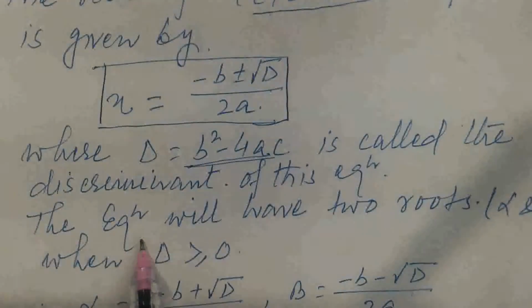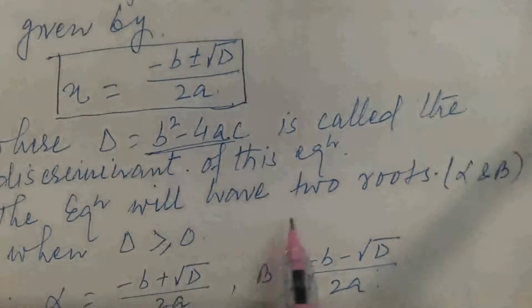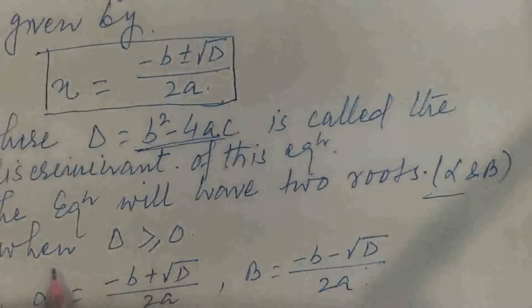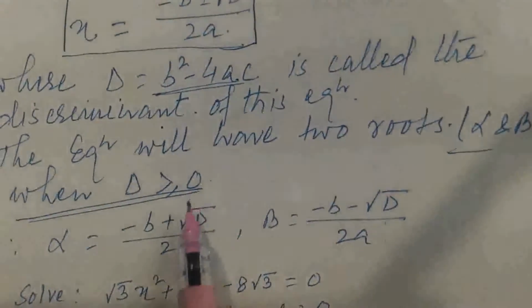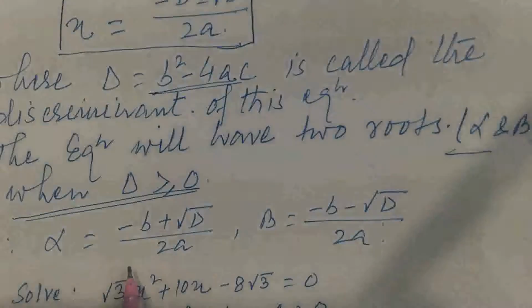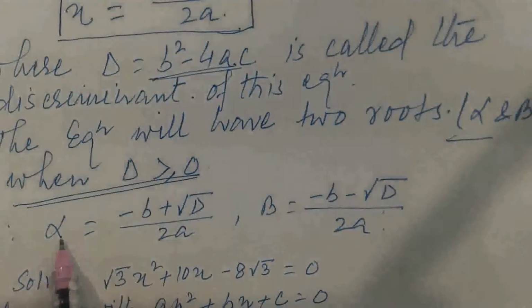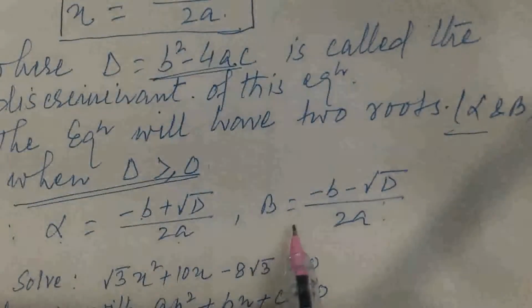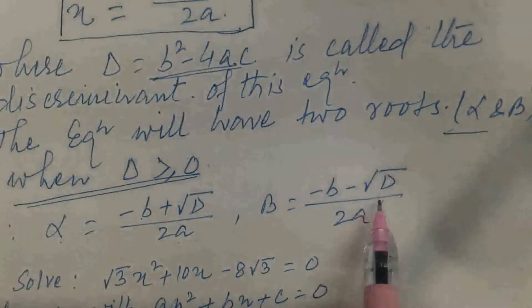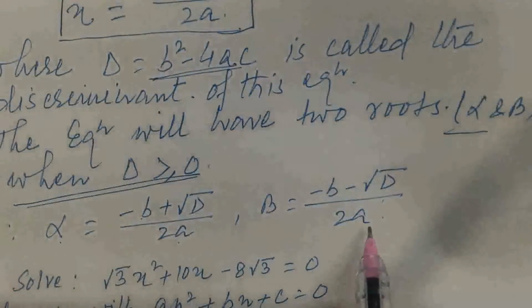Now the equation will have two real roots, say alpha and beta, only when d is greater than or equal to 0. In that case, we can write alpha as minus b plus root d by 2a and beta as minus b minus root d by 2a.